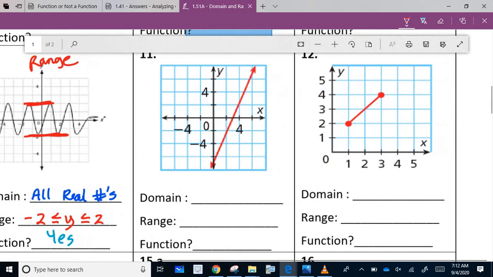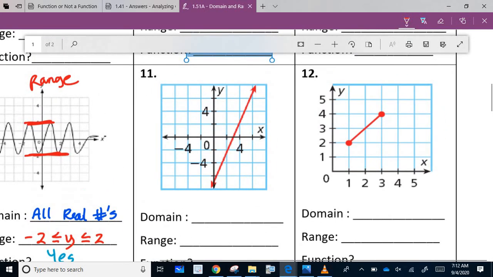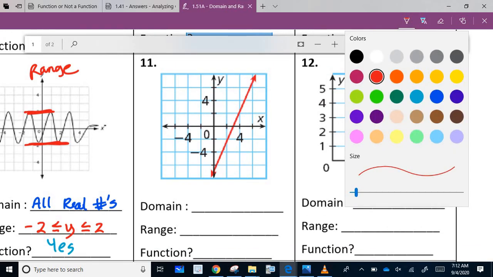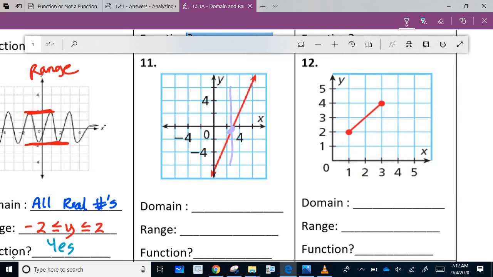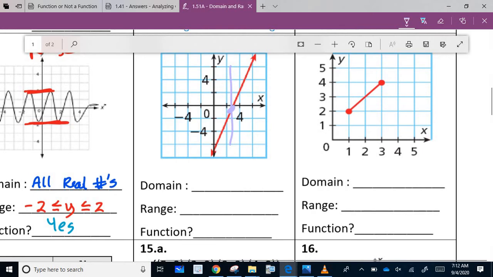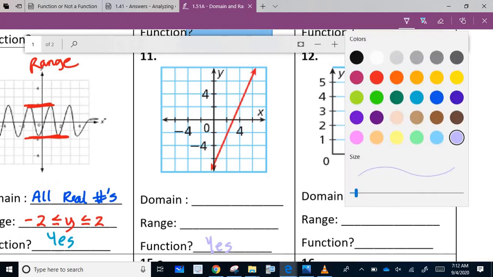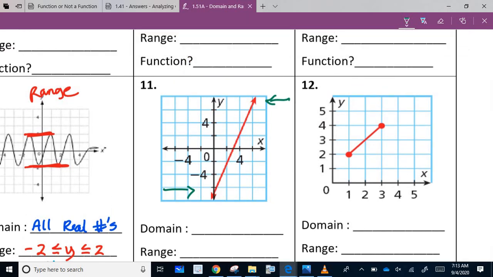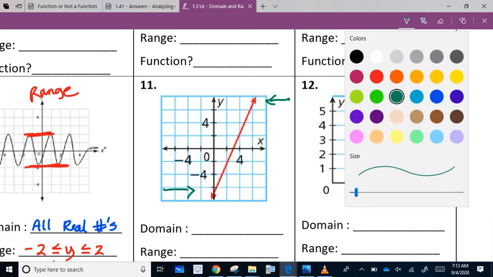Now, look down here at number 11. On number 11, the first thing we're going to do is the vertical line test. I see there's only one point on that vertical line, so we say yes, it is a function. Now, I'm going to see if I can measure how wide it is, and I see that right here, there's an arrow. If I were to come in from this direction or this direction, that red line would keep on going forever.